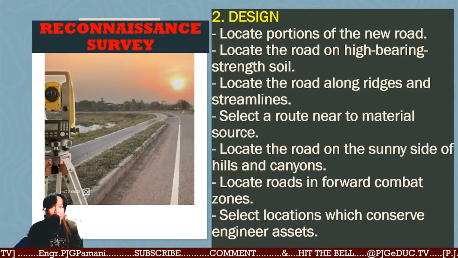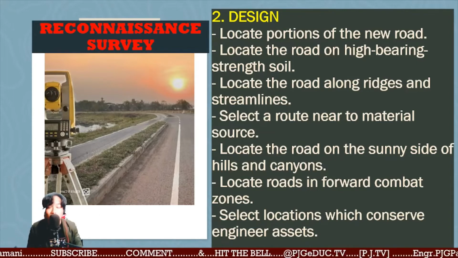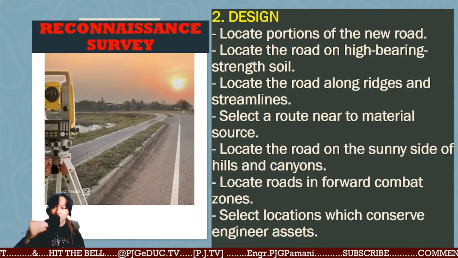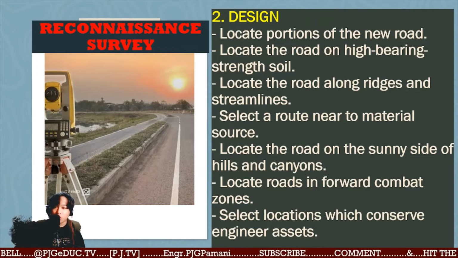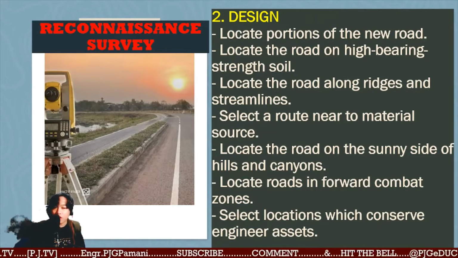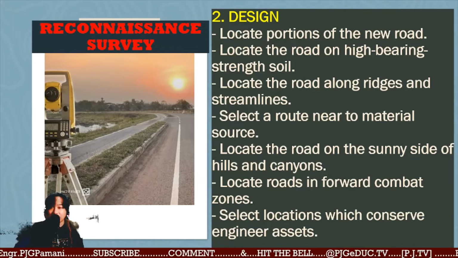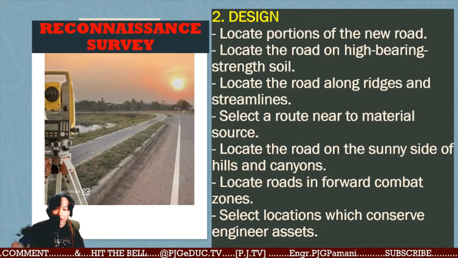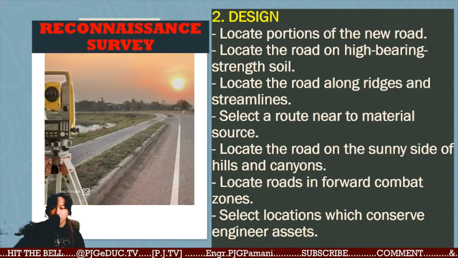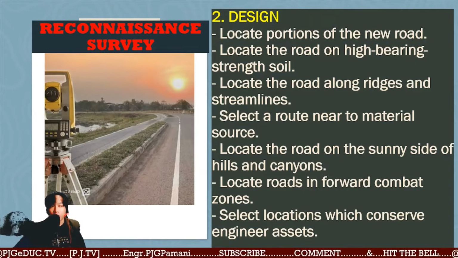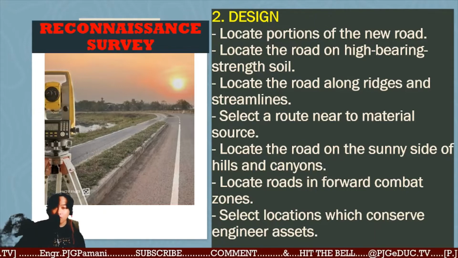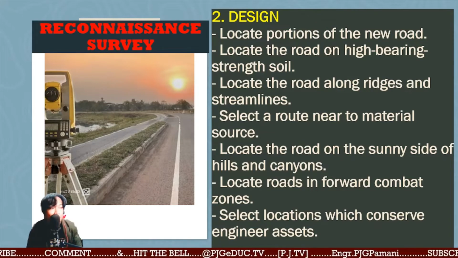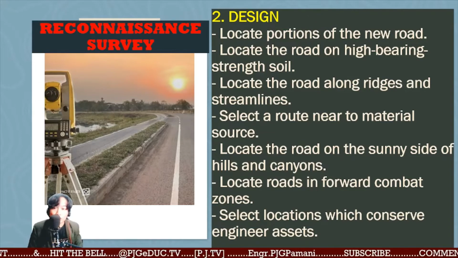Locate the road on high bearing strength soil. Of course, this roadway that we are going to build will have to support truckloads. Those truckloads are considered during your theory of structures, in your strength analysis, so that this roadway will be able to carry 10-wheeler trucks or delivery trucks and will not break or fail during its construction. The soil should also be considered as well.